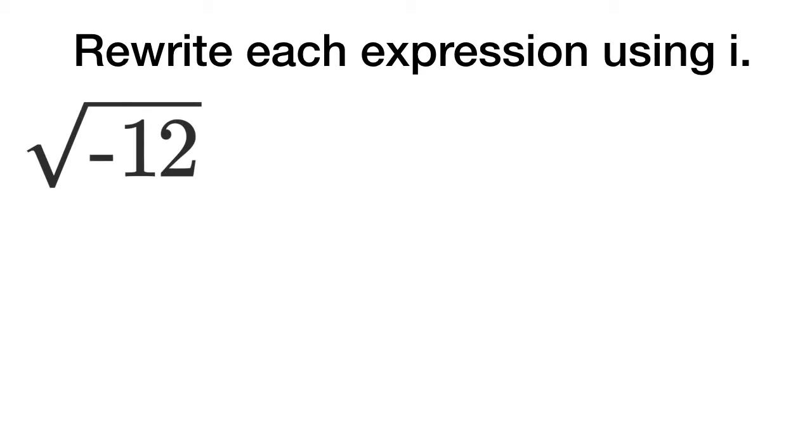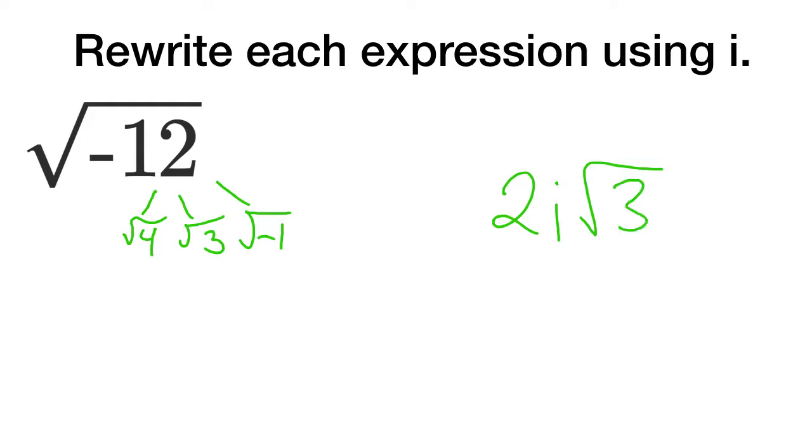Okay, let's try another. Square root of negative 12. Well, let's see. That's the square root of 4 times the square root of 3 times the square root of negative 1. So that ends up becoming 2i square roots of 3.